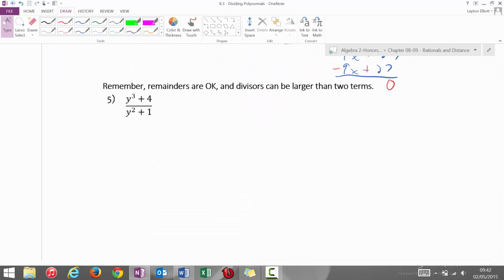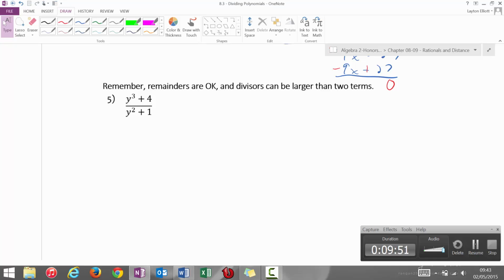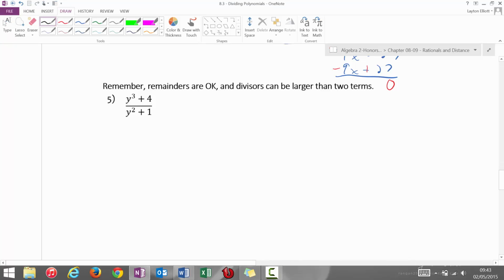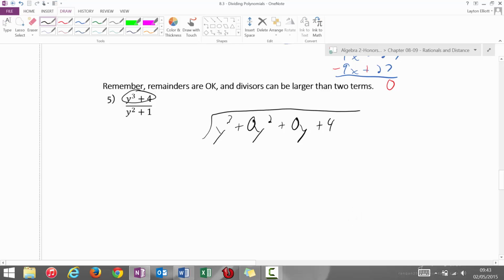It says, remember, remainders are okay, and divisors can be larger than 2 terms. So this is sort of new for us. So my numerator, I'm also missing some 0 terms, so I have to stick those in. Y cubed plus 0y squared plus 0y plus 4. And I have to divide by, okay, my denominator also needs 0 terms. Y squared plus 0y plus 1. So this divisor is larger than 2 terms, it's 3 terms.